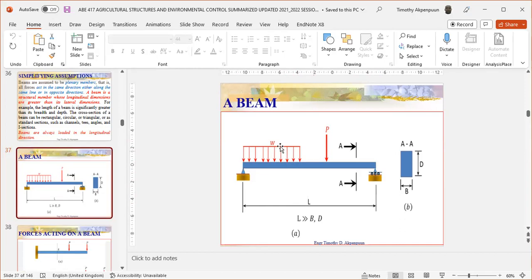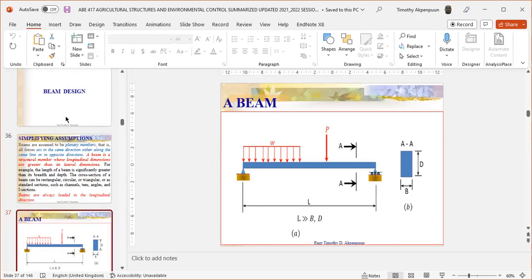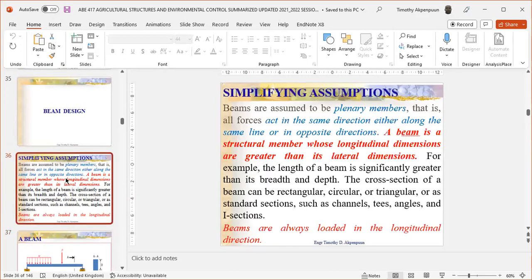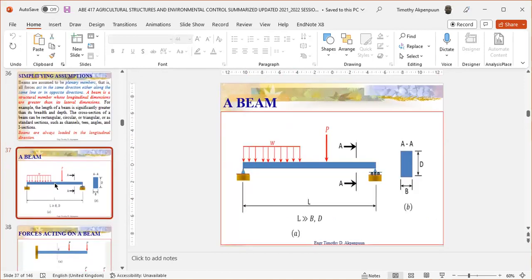Now, look at this. These loads are pressing on the beam from the top, while the reactions are acting upwards. And it says that a beam is a planar member, that all forces act in the same direction, either along the same line or in opposite direction. So this is what a beam means. So a beam is a planar member. Understood? Good.